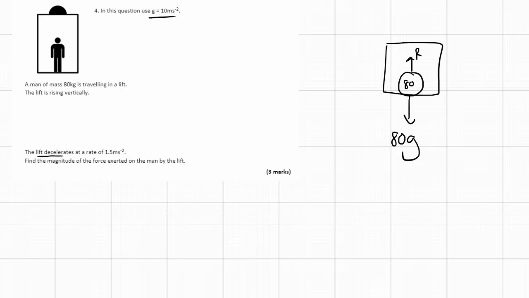He decelerates at a rate of 1.5. So the lift is rising as well. So the lift is going this way, but it's decelerating, so I'm going to label that as minus 1.5. So even though it's a minus number, that means we're just slowing down. Imagine braking in a car, you slow down, and then when you stop, if you keep going at that deceleration, then you'll start going backwards.